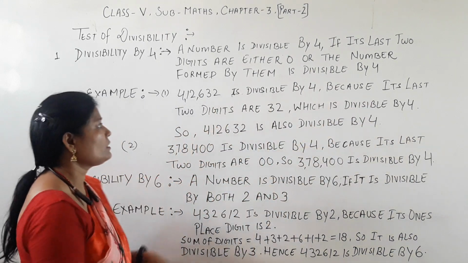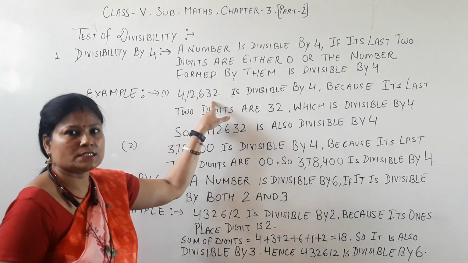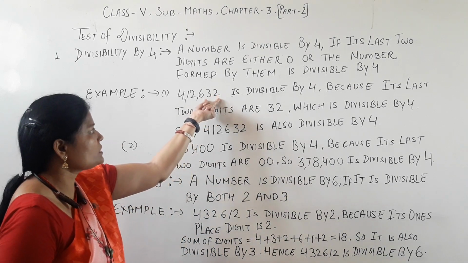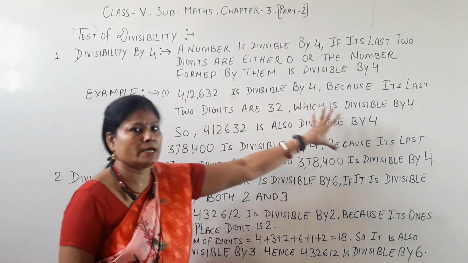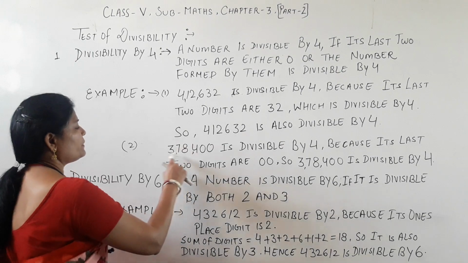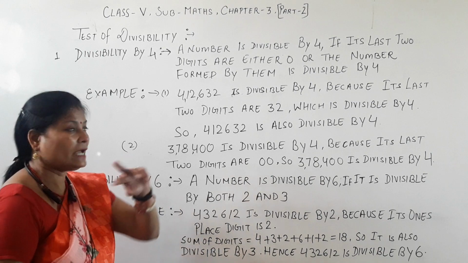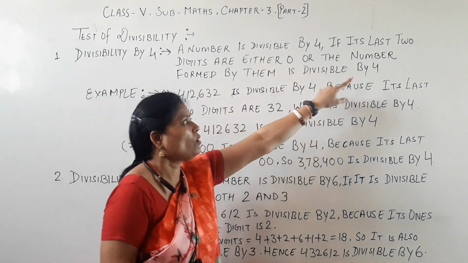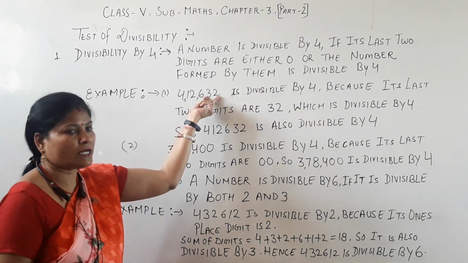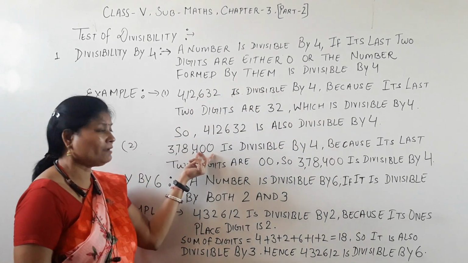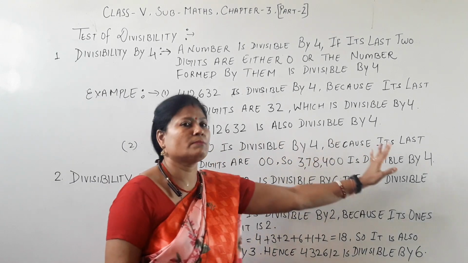So how do we check? We check the given number's last two digits, the ones and tens digits. These two digits should be divisible by 4. So this number is divisible by 4. Let's take one more example. This number has last two digits 0. I have written here either 0 or the last two digits divisible by 4. So 32 is divisible by 4, and in this number the last two digits are 0. So we can say that this number is divisible by 4.